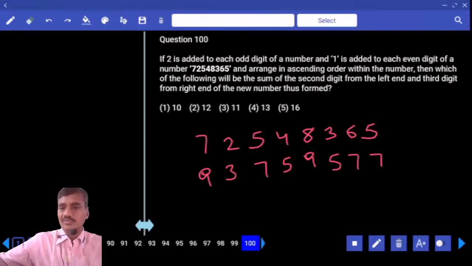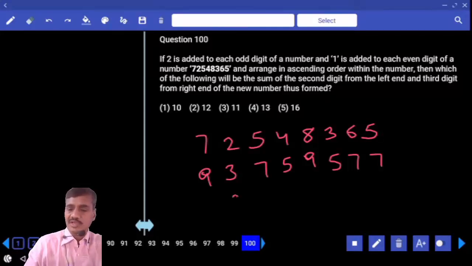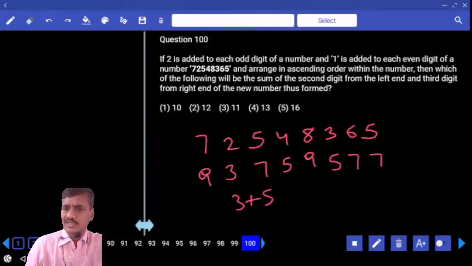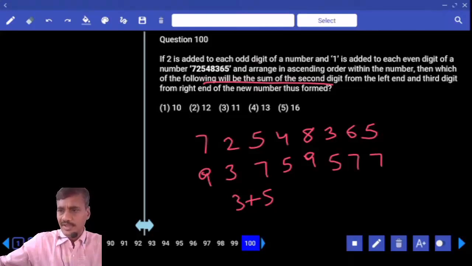Then which of the following will be the sum of the second digit from the left and third digit from the right in the new number thus formed? Second digit from the left is 3, third from the right is 5, 3 plus 5. Is that fine? Second digit from the left is 3, and the third digit from the right hand.